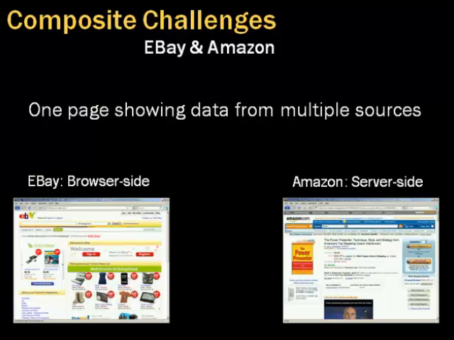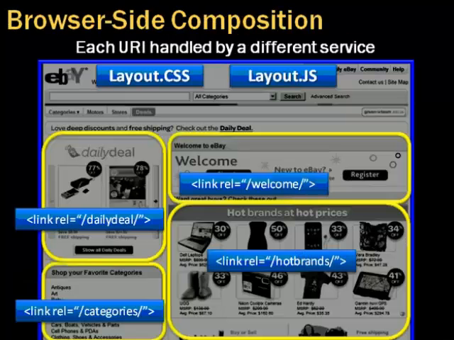So let's talk, first of all, about eBay, how they do it on the browser side. When we look at the eBay homepage, we can see this picture. We have the daily deal to the left. We have our categories underneath that. We have our welcome area that deals with all the user management, and we have hot brands.